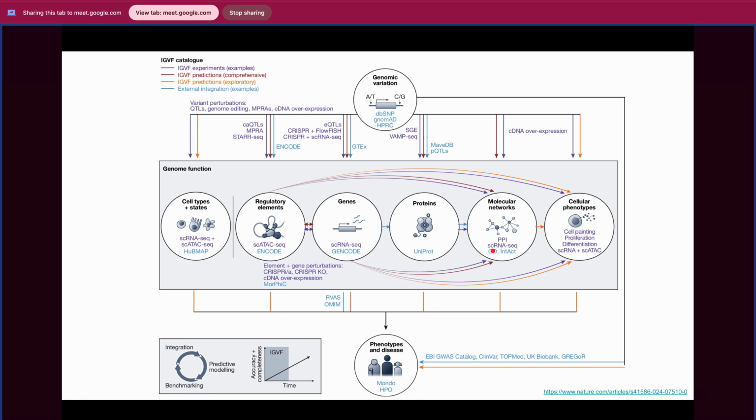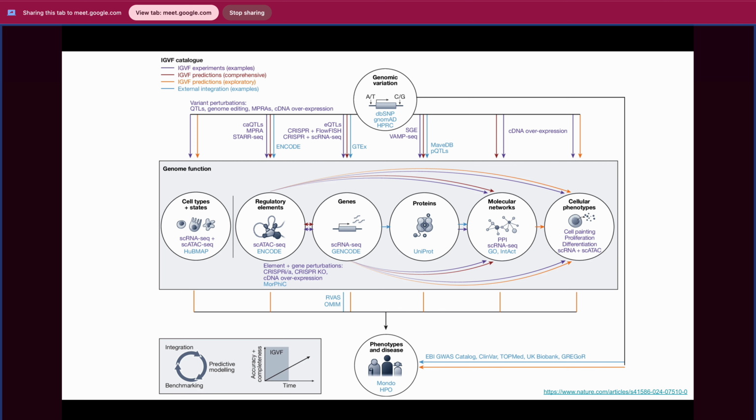And they have done PPIs and scRNA-seq. These are the experimental studies which are done to identify the molecular network. And then for cellular phenotypes, mostly experimental things are done. They have not mentioned any available database from where they have collected this information. So ultimately, they are telling how they have designed this IGVF catalog, how all the variations are linked to different diseases, and how they have identified them.